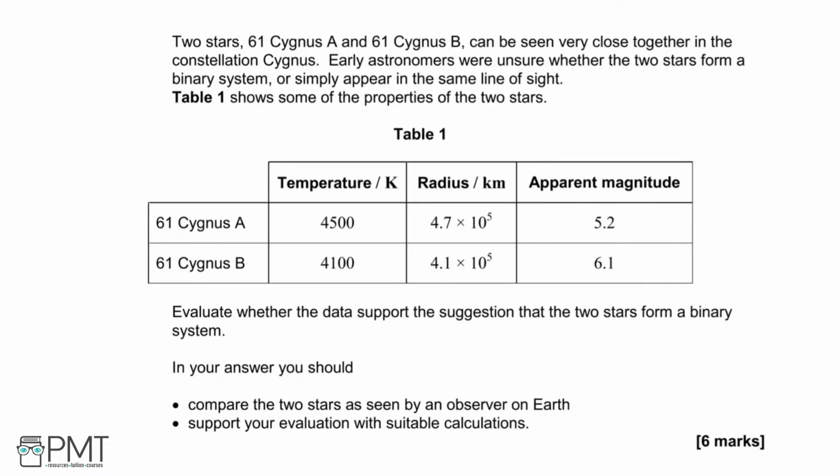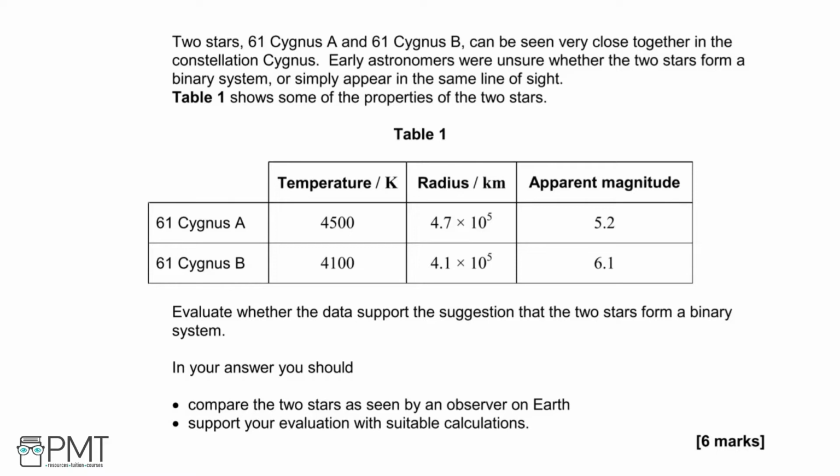2 stars, 61 Cygnus A and 61 Cygnus B, can be seen very close together in the constellation Cygnus. Early astronomers were unsure whether the 2 stars form a binary system or simply appear in the same line of sight. Table 1 shows some of the properties of the 2 stars. So you can see Table 1 there with a row for 61 Cygnus A and a row for 61 Cygnus B. We have the temperatures in Kelvin, the radii in kilometers, and the apparent magnitudes.